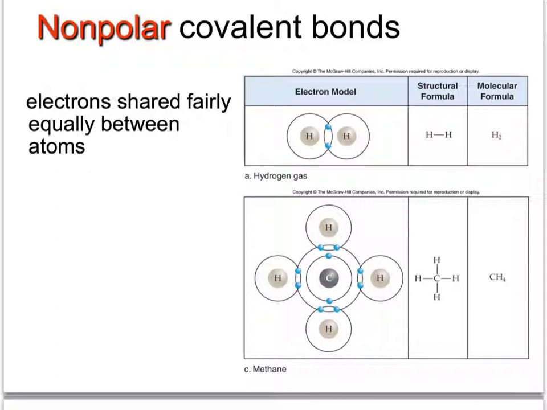So my first subcategory of covalent bonds is non-polar covalent bonds. So here's the definition underneath. This is where electrons are shared fairly equally between atoms. Now I want to explain what that means.